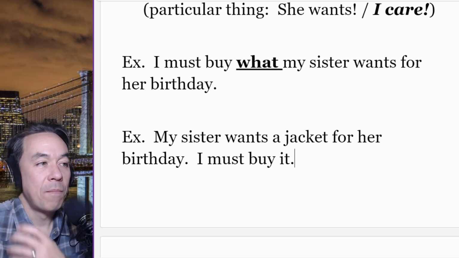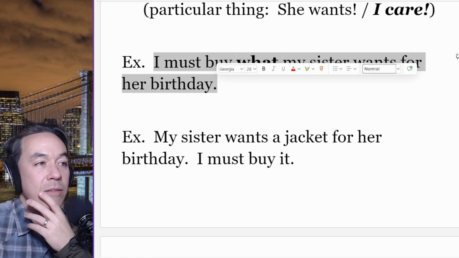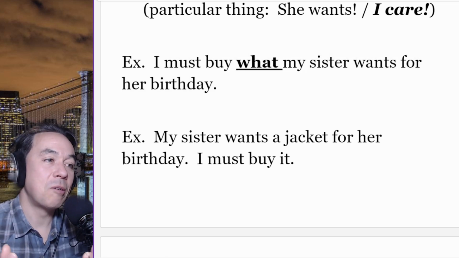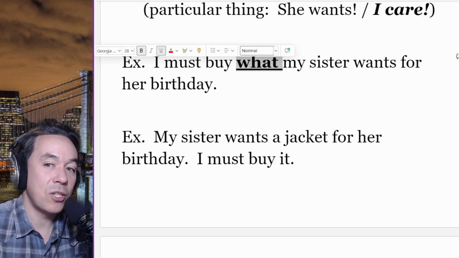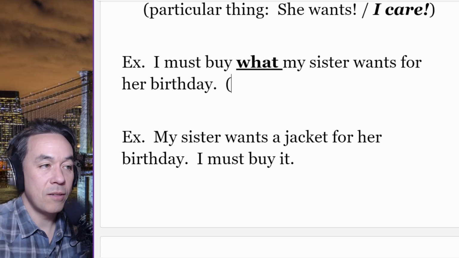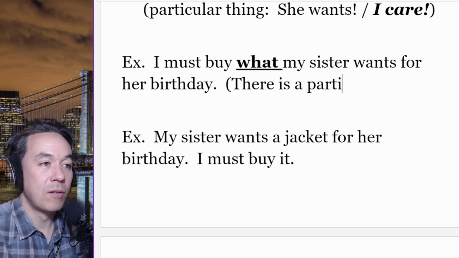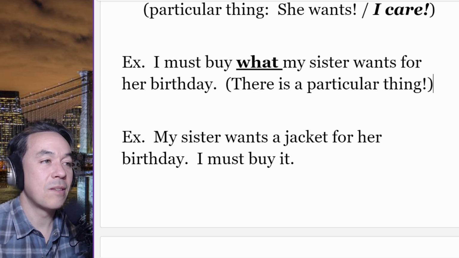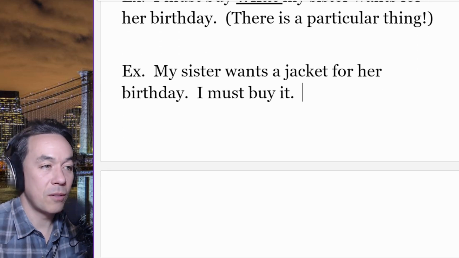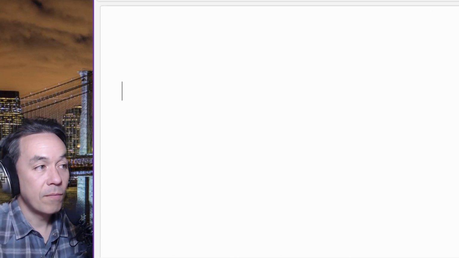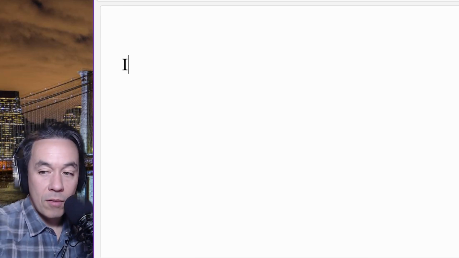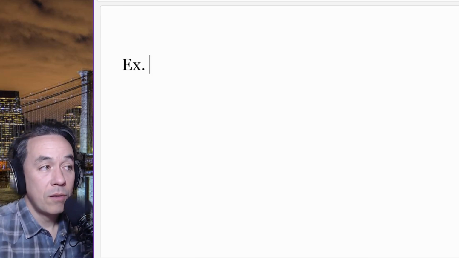But in this case, I must buy the particular thing that she wants. Okay. So in this case, though, we're not communicating it's a jacket, but there is a particular thing. All right. This is tough to explain. I gotta just do more examples. Let's try this one. The long version, I think.